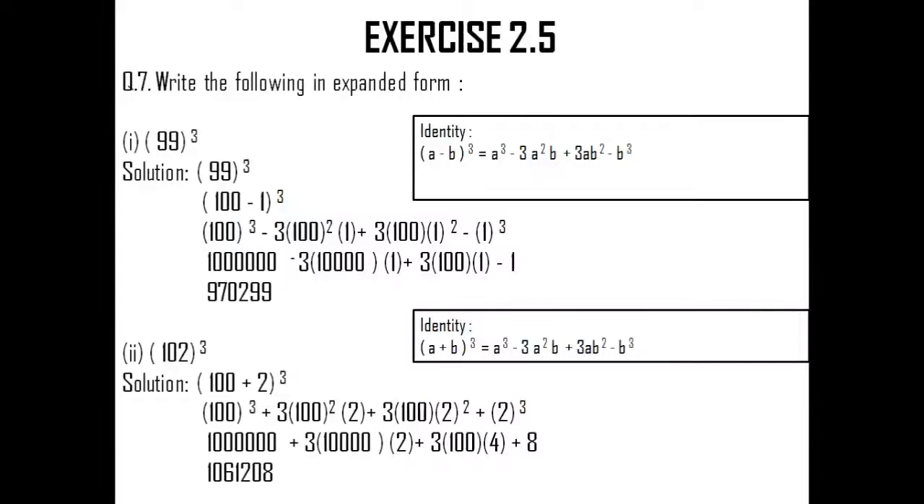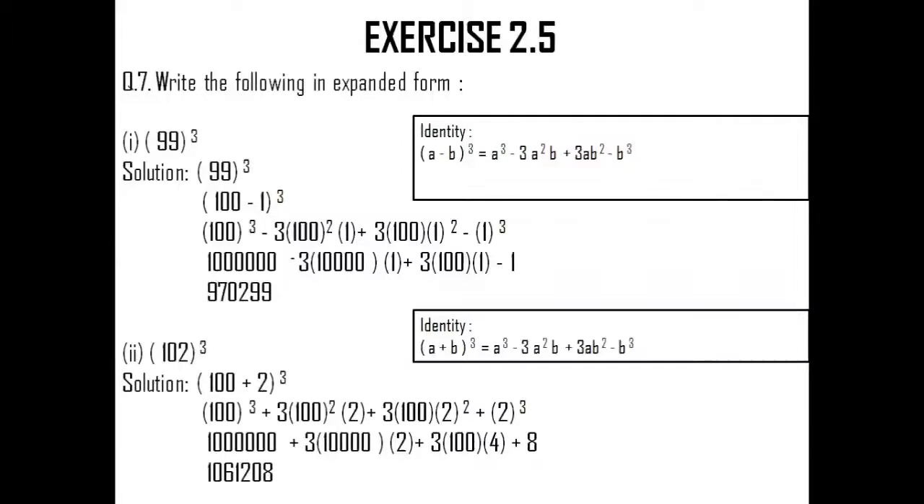Now, 99 the whole cube, right? So 99 can be written as 100 minus 1. Just see the second line of the solution for the first question. How did I write 99? 99 is written as 100 minus 1 the whole cube. Now, once I write 100 minus 1 the whole cube, I can easily use the identity a minus b the whole cube, isn't it? So what will a be replaced by? A will be replaced by 100. And what will b be replaced by? B will be replaced by 1.